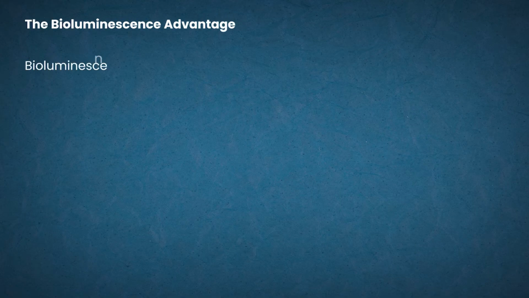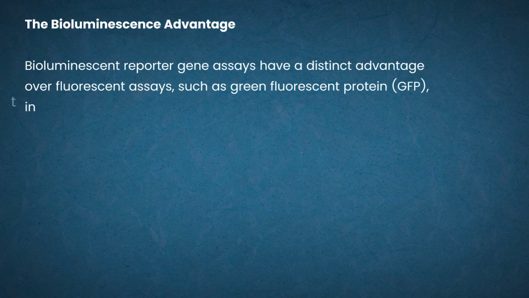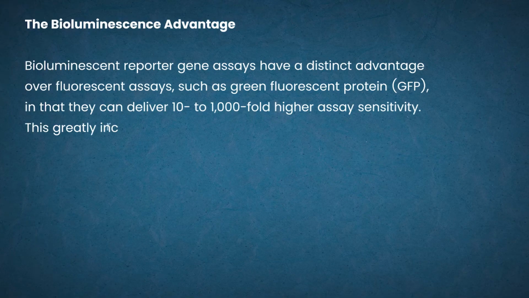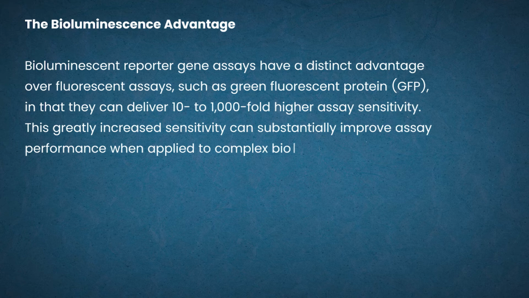How do they work and what is the advantage of bioluminescence over fluorescence? Bioluminescence reporter gene assays have distinct advantages over fluorescent assays like GFP, or green fluorescent protein, in that they can deliver 10 to 1000 fold higher assay sensitivity in comparison to GFP. This greatly increases sensitivity and substantially improves assay performance when applied to complex biological samples.